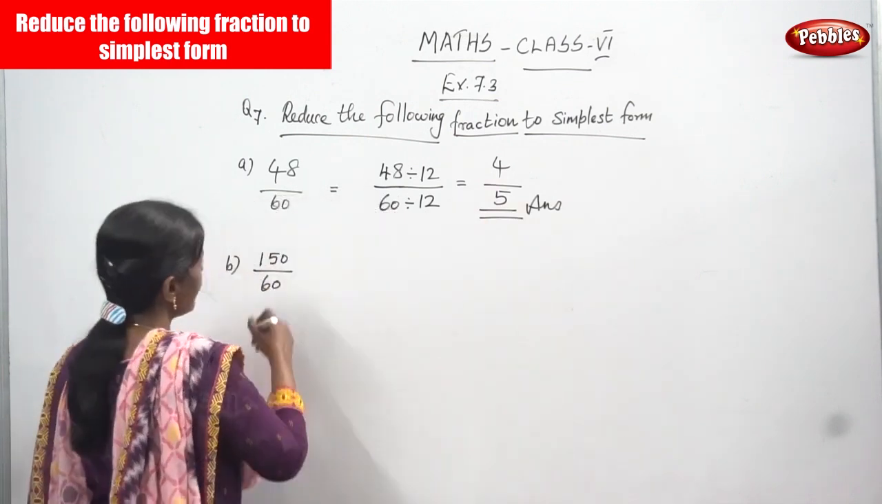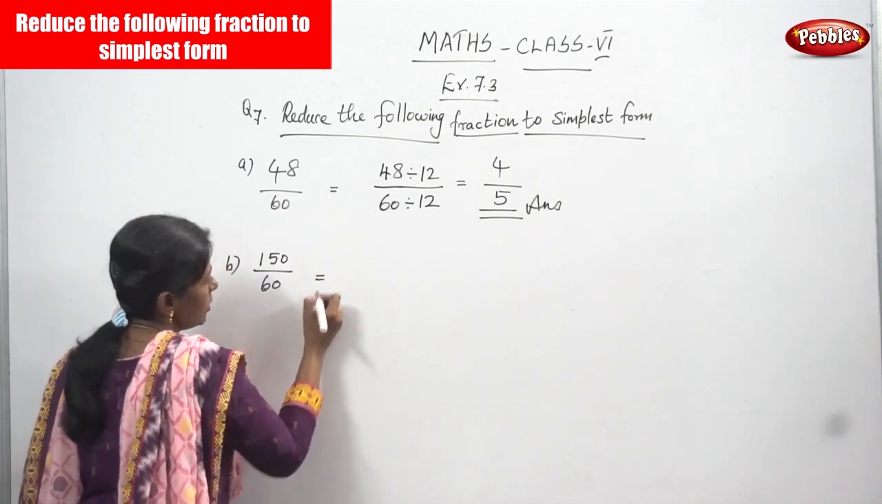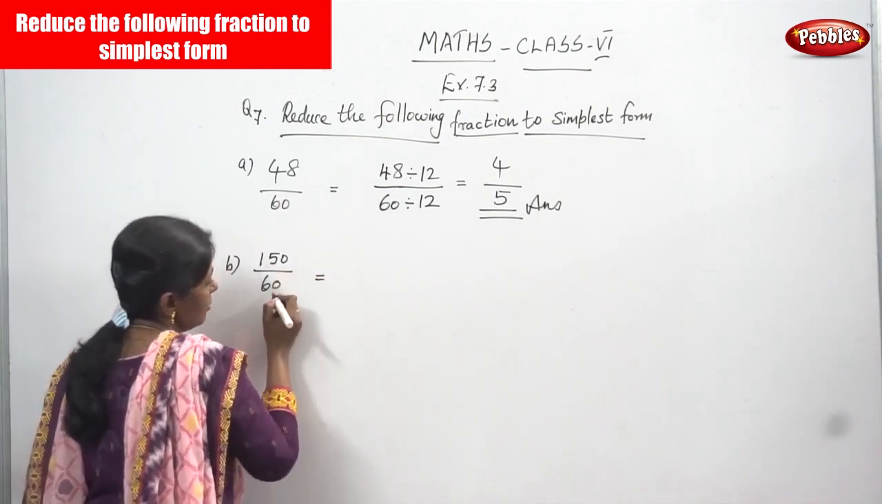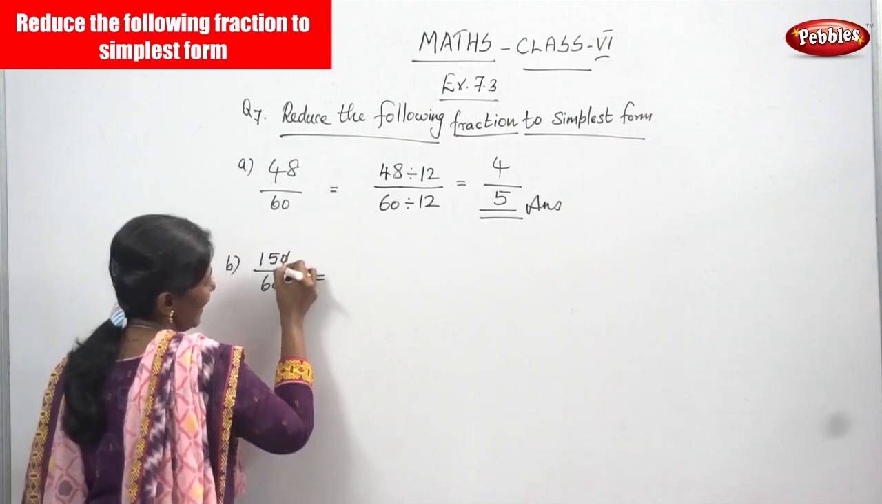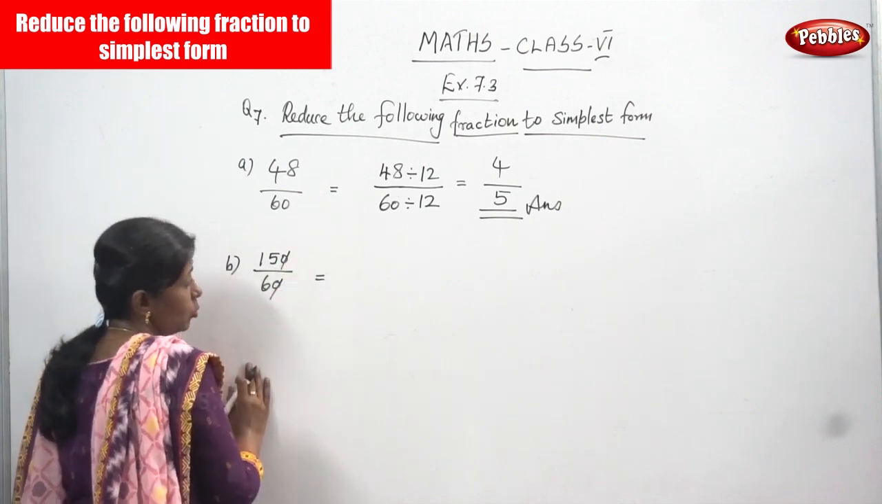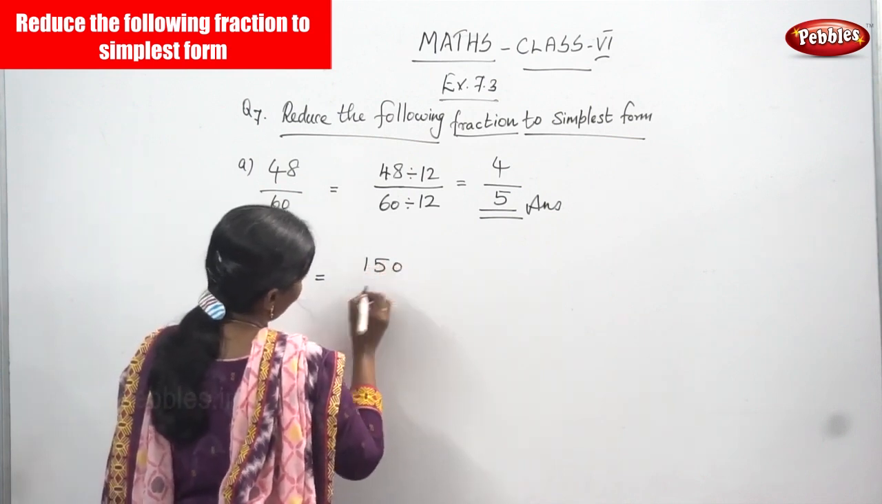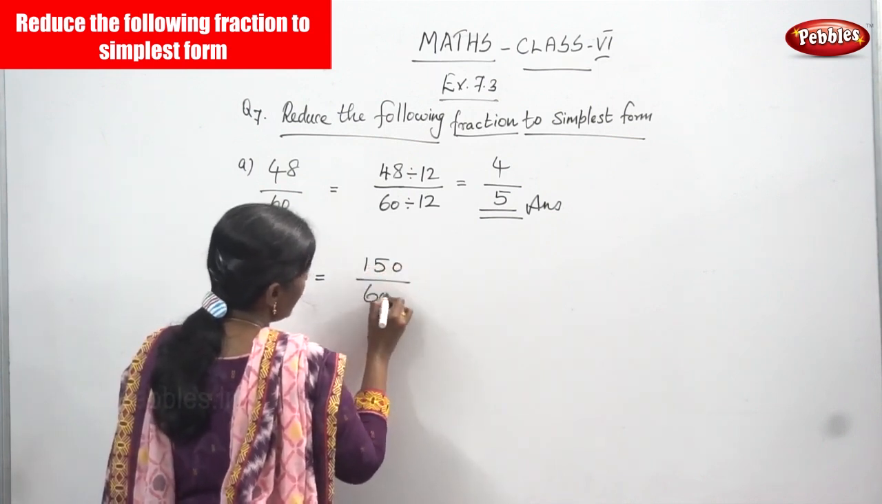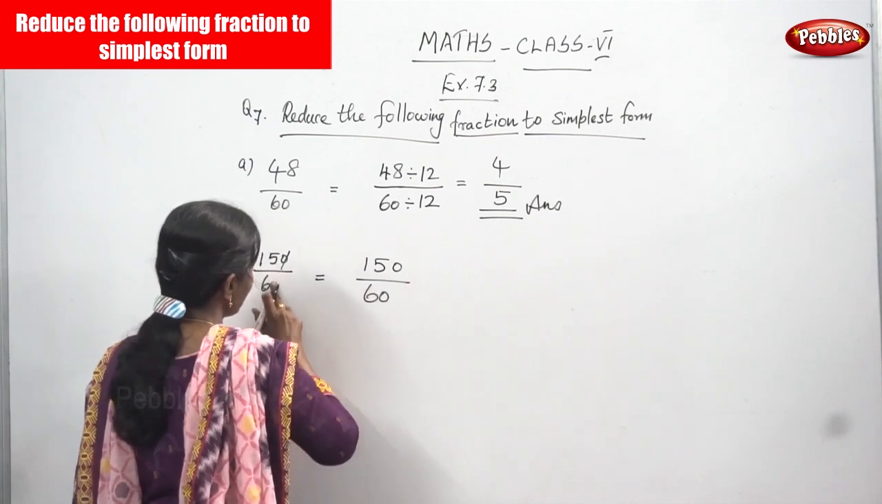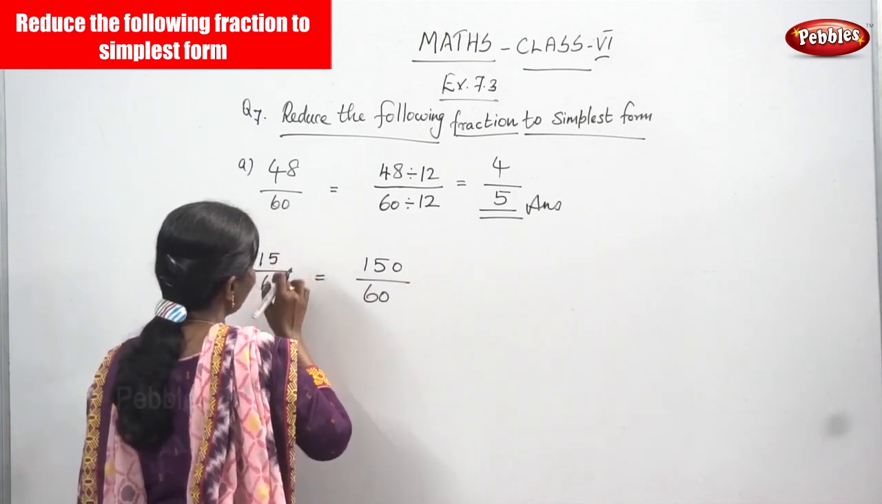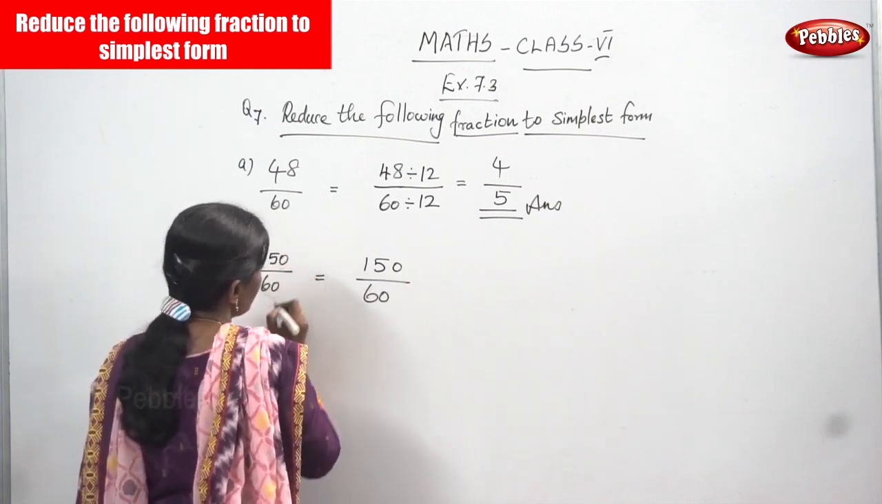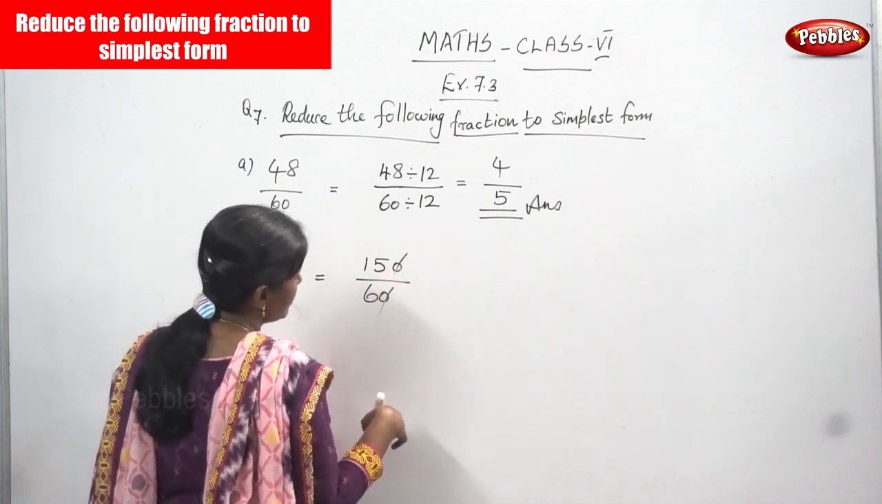So next is 150 divided by 60. So what are you going to do? 150 is going to be divided by 60, which means first you have to cancel the 0. That is easy to do. Otherwise you have to write it as it is. It's not an issue. So first I have to cancel the 0, because in both the numerator as well as the denominator you have 0. So just cancel the 0 as it is.